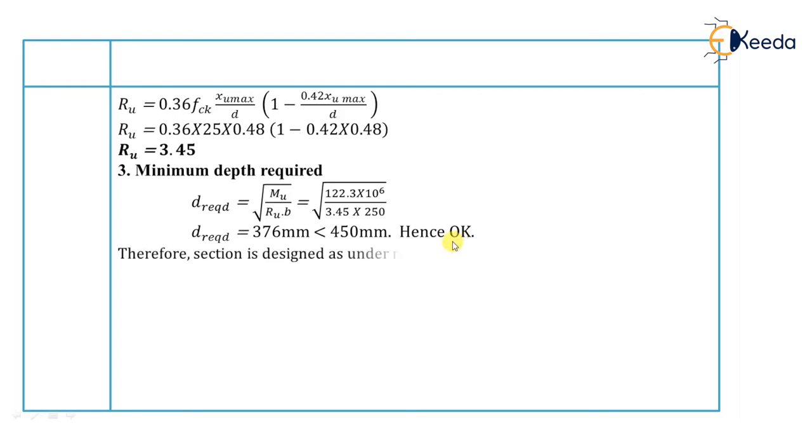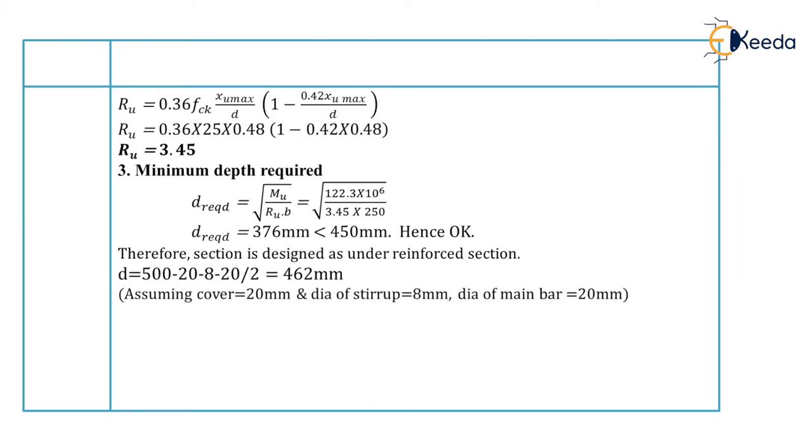As here d required is less than d assumed, therefore the section is to be designed as an under reinforced section. Okay, so now we will assume the cover is equal to 20 mm, the diameter of stirrups is 8 mm, and the diameter of main bar is 20 mm. Or we can directly take the effective cover. Here we have taken separate values for clear cover, diameter of stirrup and main bar. Therefore, our effective depth will be total depth minus cover minus diameter of stirrups minus half of diameter of main bar, that is 500 minus 20 minus 8 minus 20 upon 2, which is equal to 462 mm.